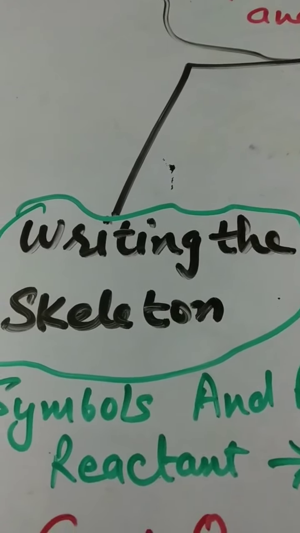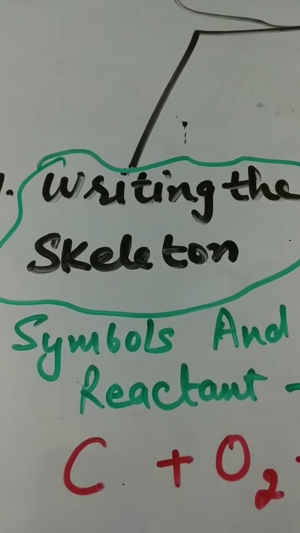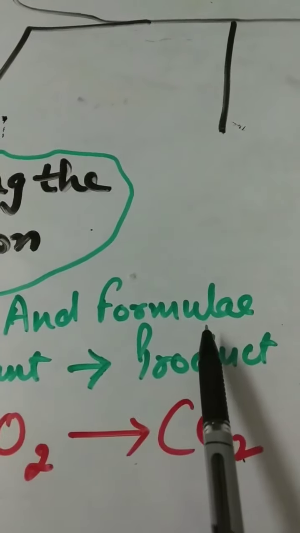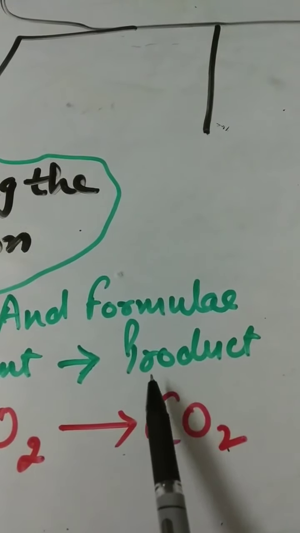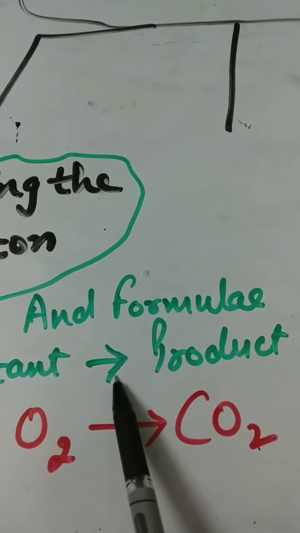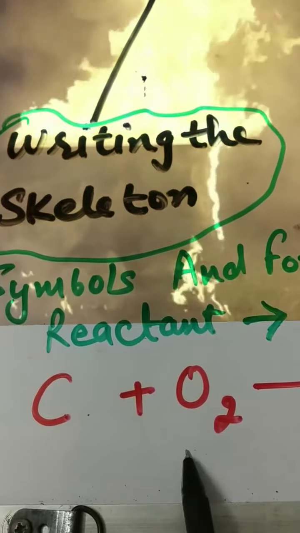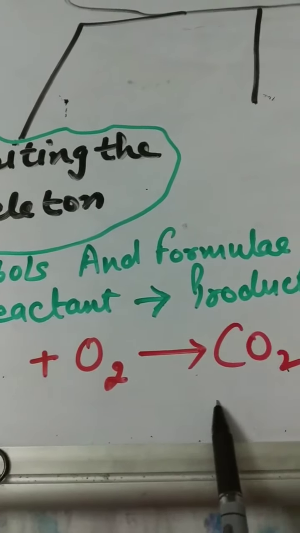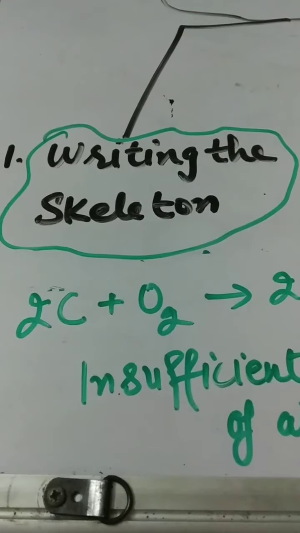First step, writing the skeleton. The skeleton of the equation is first written by noting the symbols and formulae of the reactants on the left side and products on the right side with an arrow in between. For example, carbon, when burnt in a sufficient supply of oxygen, forms carbon dioxide. The skeleton equation is written like this: C plus O2 arrow CO2.